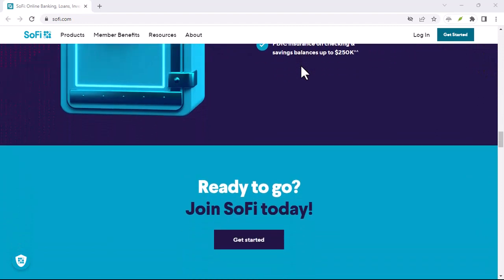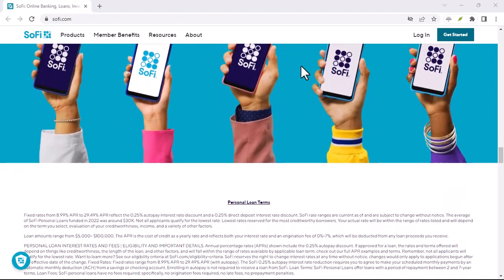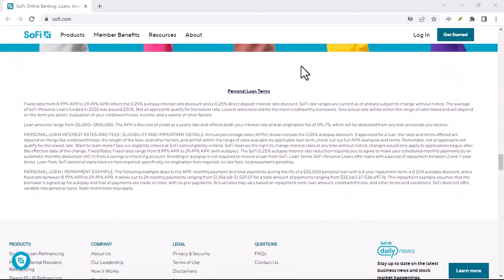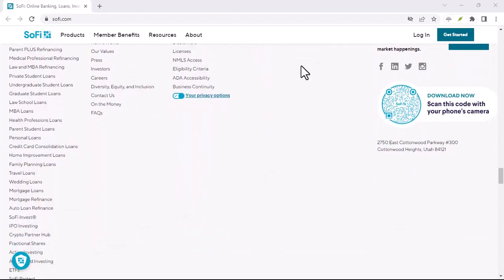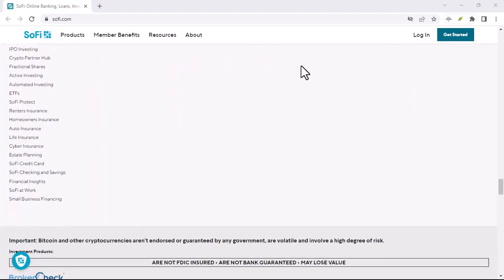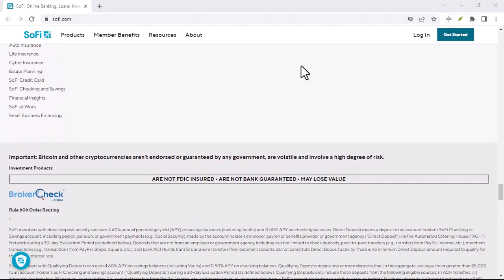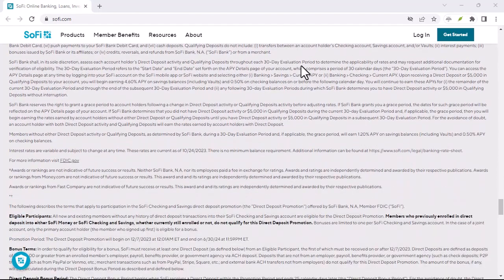SoFi, short for social finance, offers a one-stop shop for managing your finances: checking, investing, student loan refinancing, you name it. CashApp, on the other hand, is a popular choice for splitting bills with friends, sending quick payments, and even investing in a limited capacity. But can these two financial powerhouses play together?